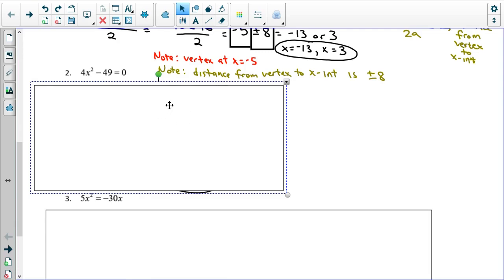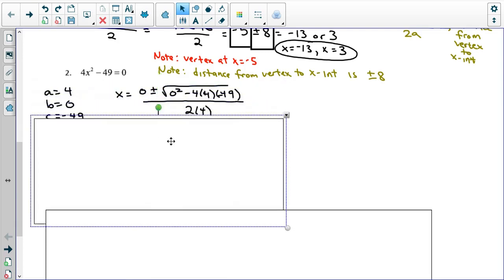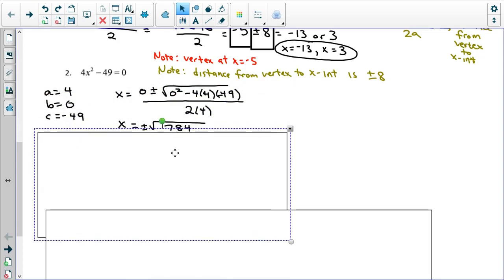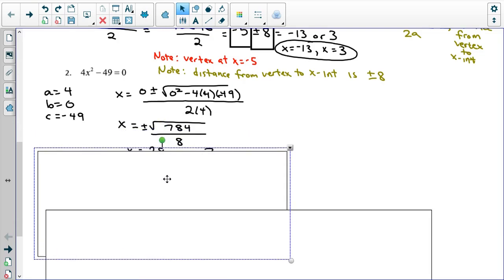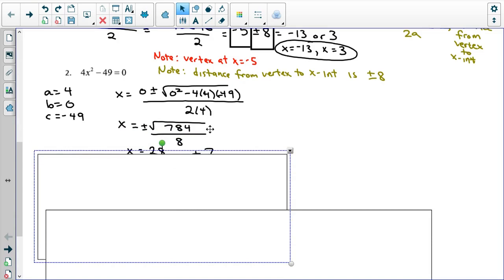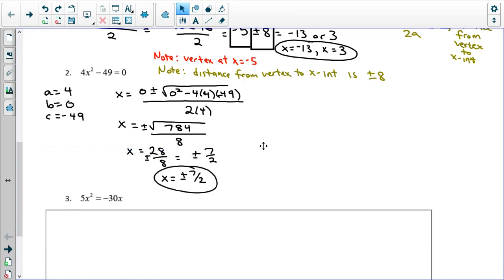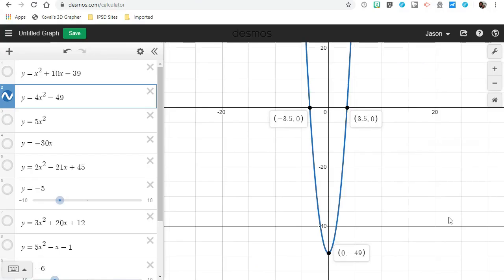Once again, we factored this really easily, but if we want to do the quadratic formula, we can see x equals negative b. Since b is 0 in this case, that becomes 0, plus or minus the square root of 0 squared minus 4 times negative 49 all over 2 times 4. So 4 times 4 times 49, there are two negatives in there, so it becomes a positive. We have the square root of 784, and the numbers get kind of nasty sometimes, but we end up getting the same answers we got when we factored.